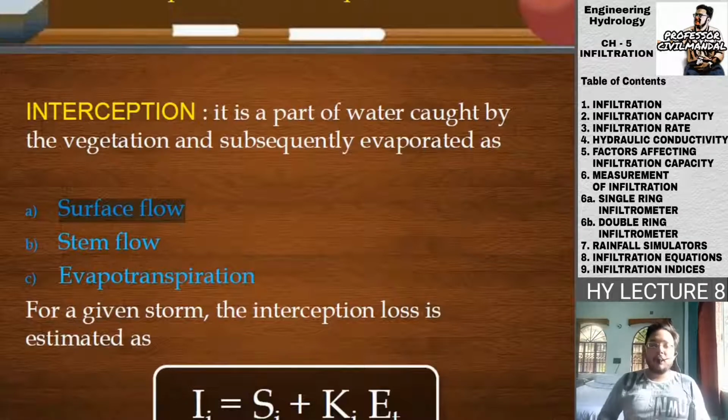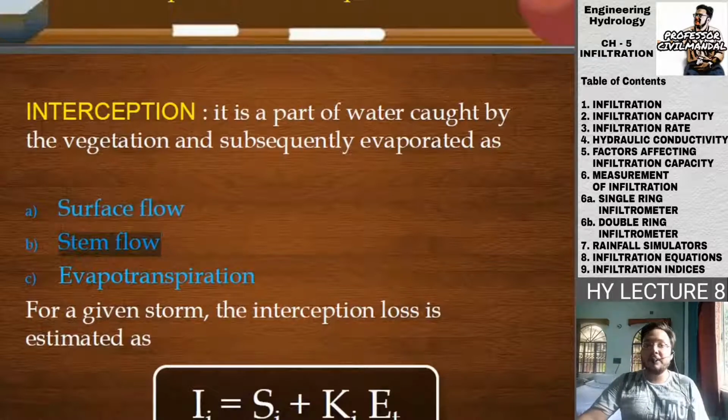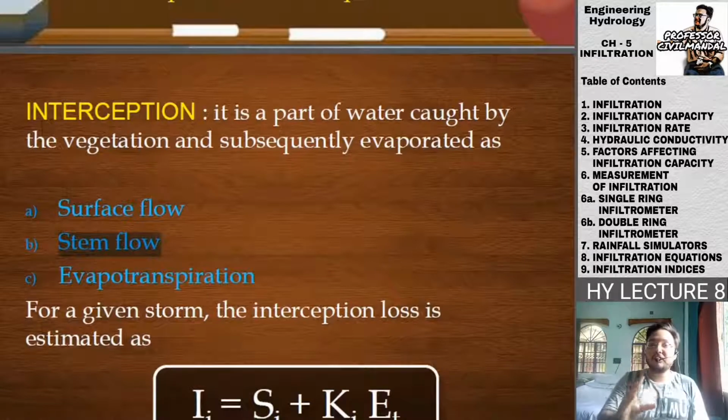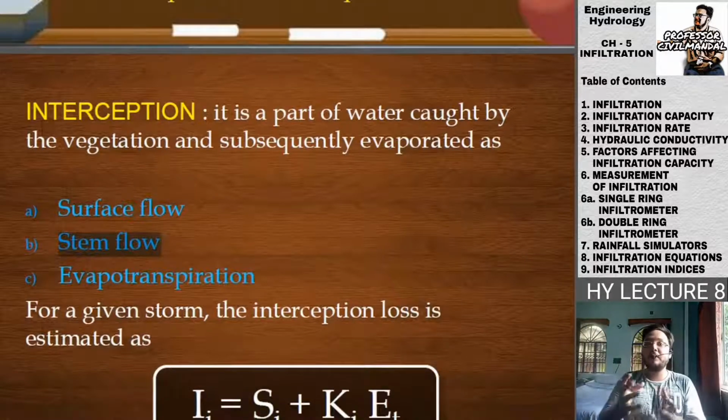Or there can be some stem flow, if the plant uses it up for the stems. If a certain amount of water is retained in the stems or the leaves, sometimes after a rainfall, if you shake a tree, some water will fall on your face. This is because of the stem flow, where some water is accumulated.